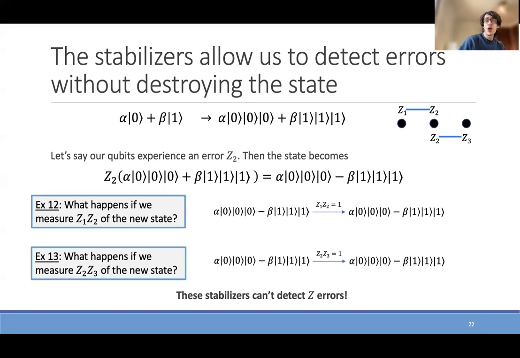Bits can essentially only have X errors, if you want to think about it that way. And X takes a 0 to a 1 and a 1 to a 0. But qubits can have these Z errors, which change signs, which doesn't happen in a classical computer. So if we want to correct all types of errors, we need to be able to correct X and Z errors.